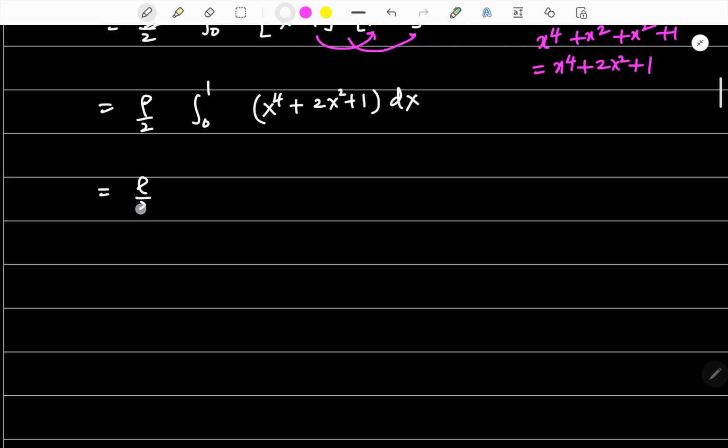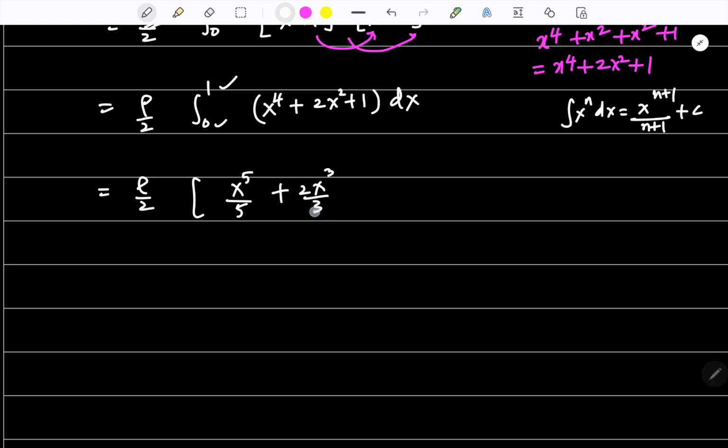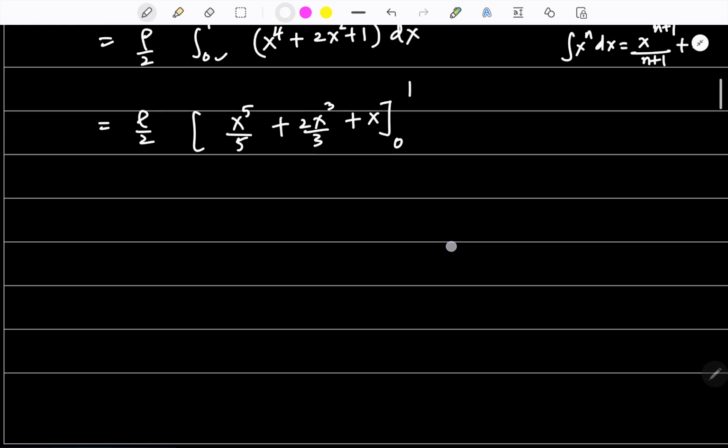So this equals rho over 2. I'm going to integrate. x power 4 is x power 5 by 5. The integral of x power n dx is equal to what? x power n plus 1 divided by n plus 1 plus integrating constant c. But c won't come here because we have the limits. And then plus 2x cube divided by 3 plus the integration of 1 is x. Limits are 0 to 1.